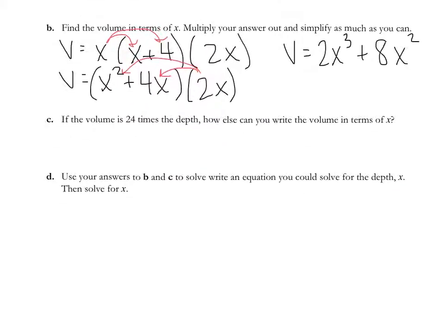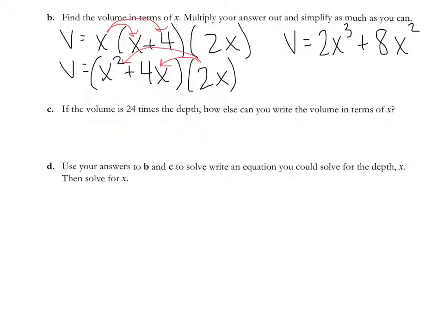In part C, it tells me the volume is 24 times the depth, and it asks how else can you write the volume in terms of x. So again, remember that the depth is just going to be x. If we're told that the volume is 24 times the depth, then the other way we could write the volume would just be 24x, because the depth is x.